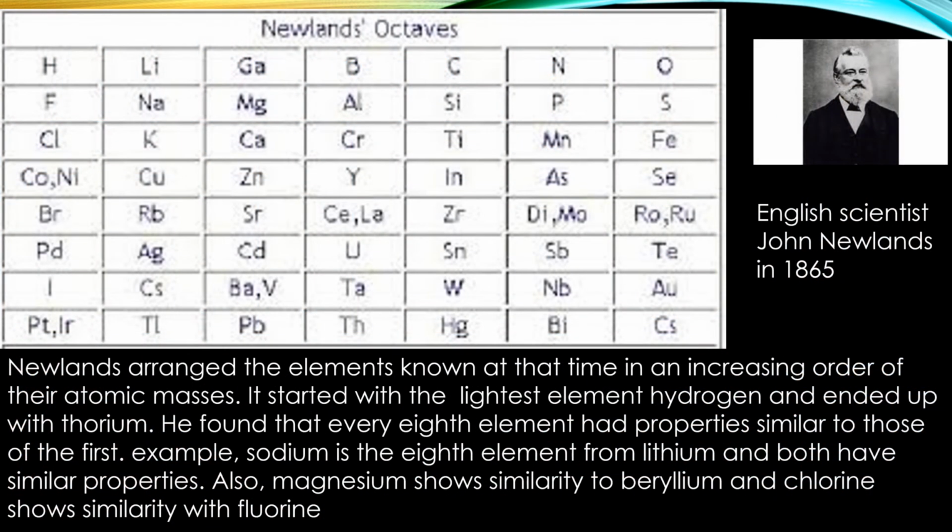Newlands' octaves. John Newlands was an English scientist in 1865. Newlands arranged the elements known at that time in an increasing order of their atomic masses. It started with the lightest element, hydrogen, and ended with thorium.